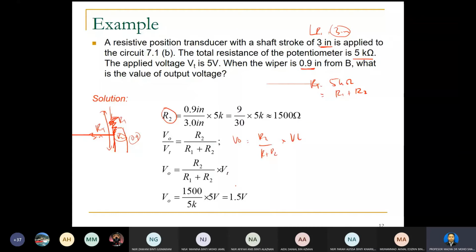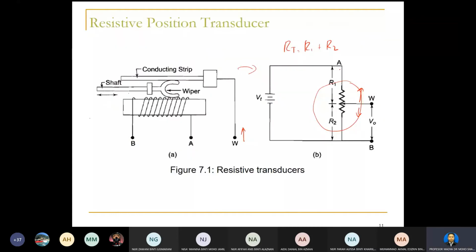You can see here, the total length is 3 inch, and this one maybe 0.9 inch. That's why we call this R1 and R2 here. So we want to find what R2 is. Because this length is 0.9, it's 0.9 over 3 inch multiplied by the total resistance, which is 5K. So that's how we get R2. If you want to find R1, just take R total minus R2, and you get R1.